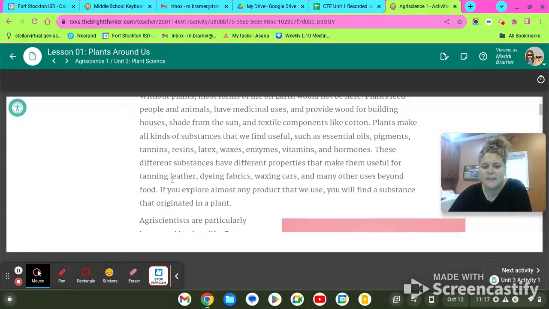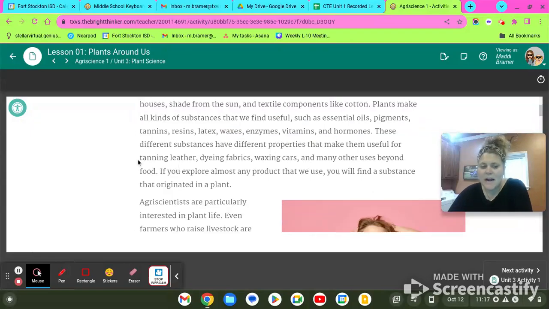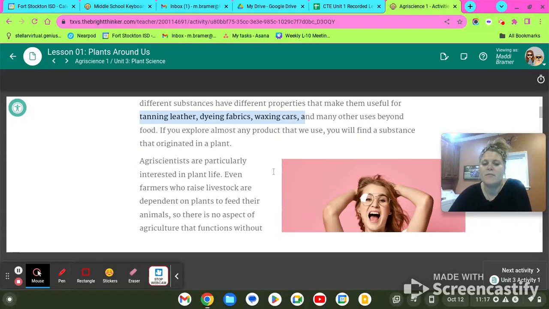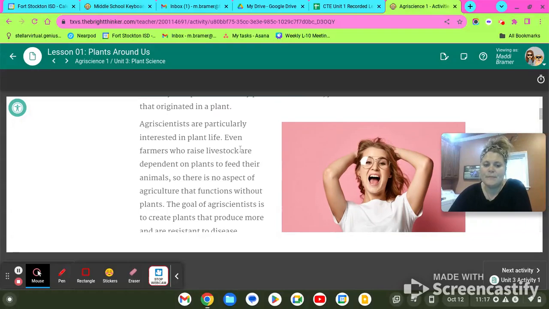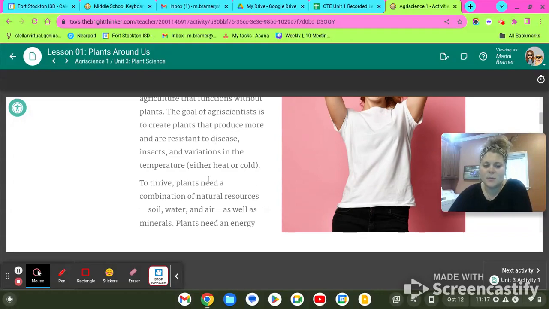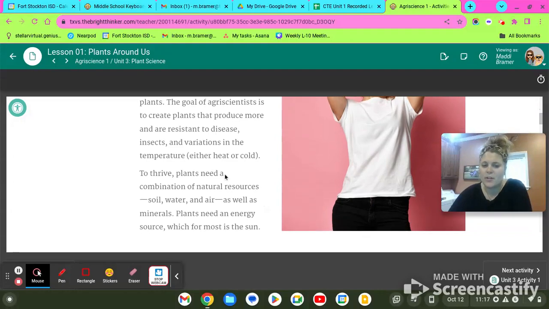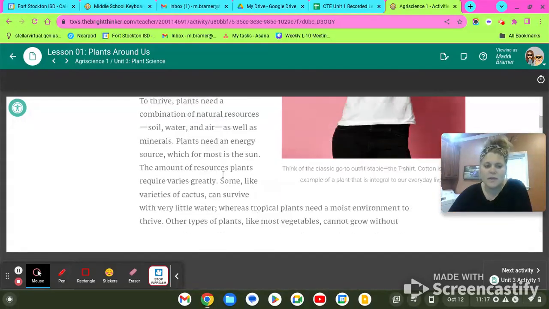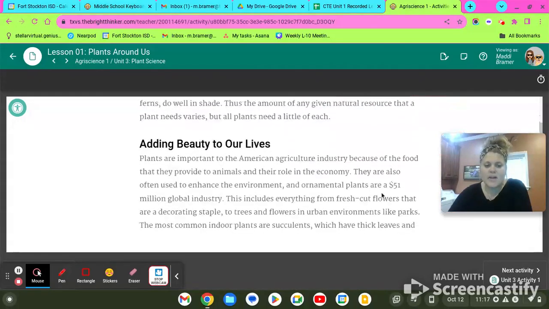come from plants. And so these different items are going to help for tanning leather, dyeing fabrics, waxing cars, a lot of uses beyond food. Food is just like the tip of the iceberg when it comes to plants. So plants are very, very important, and not just for feeding us. So this unit is going to talk about plants, different plants, how they're grown, different categories of them, and the importance of them. So I'm going to scroll down.